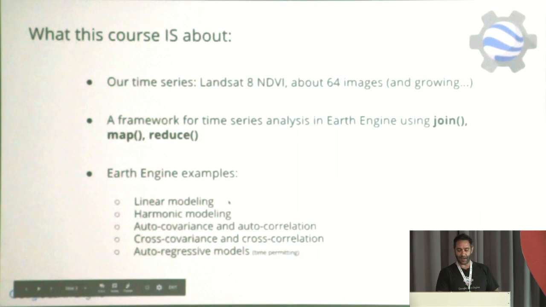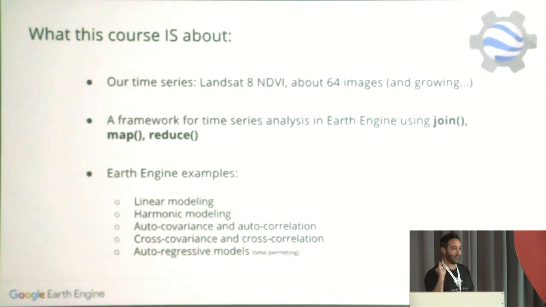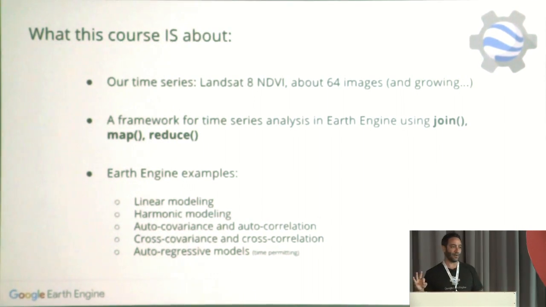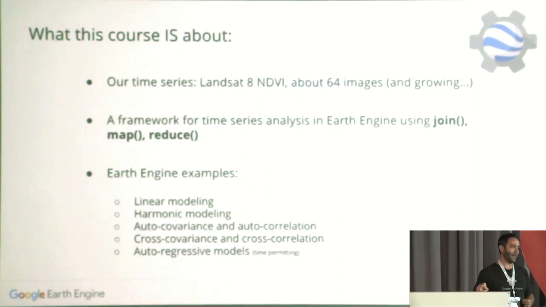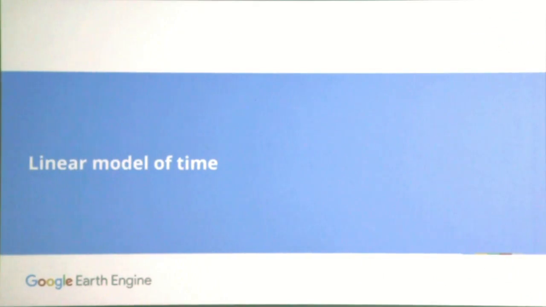The examples that I hope we're going to be able to cover in here are linear modeling over time, harmonic modeling over time, auto-covariance and autocorrelation, and cross-covariance and cross-correlation, and maybe auto-regressive models, time permitting. But that stuff gets real crazy, and so we'll see how it goes.